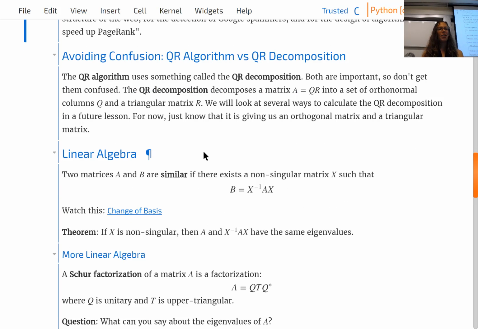So I just want to avoid confusion. Right now we're going to talk about the QR algorithm. Later in class we'll talk about the QR decomposition, which is something we've been using from time to time. The decomposition takes A and gives you back Q and R, where Q has orthonormal columns in the reduced form, or for the full form, it's an orthonormal matrix, and R is upper triangular. And then the QR algorithm, which is different, uses the QR decomposition. So just keep those separate in your mind.